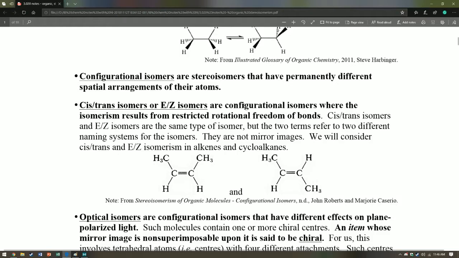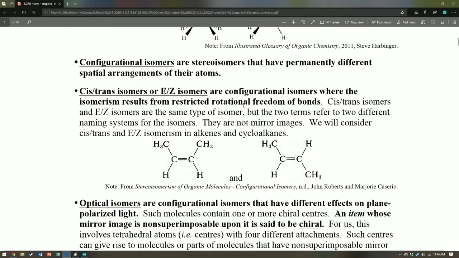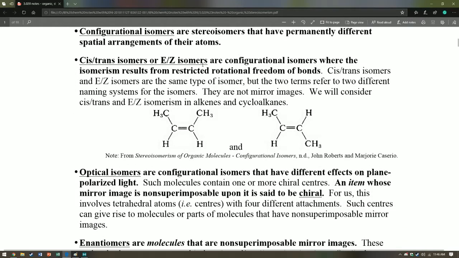The easiest type to understand is cis-trans isomerism or EZ isomerism, which are configurational isomers where the isomerism results from the restricted rotational freedom of bonds. This is typically due to a double bond, but you can also see this in some cycloalkanes. Here, for example, you can clearly see both methyl groups are on the same side of the double bond, and here they're on opposite sides. This is referred to as the cis form, and this is the trans form. Cis is a Latin prefix meaning on the same side, and trans is a Latin prefix meaning on the opposite side.